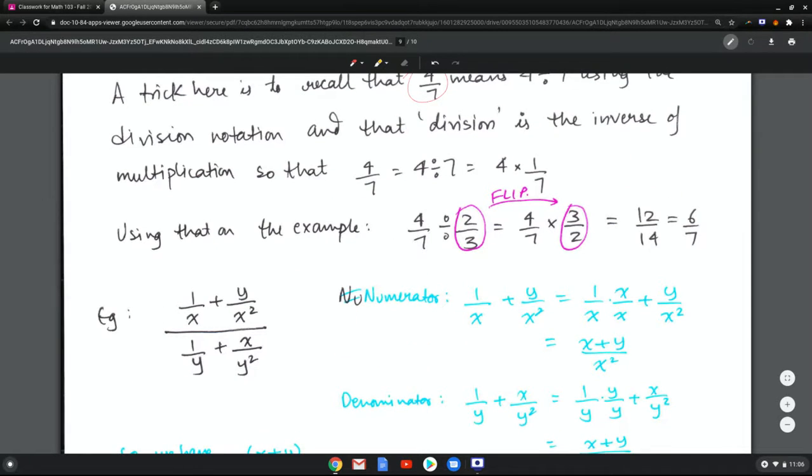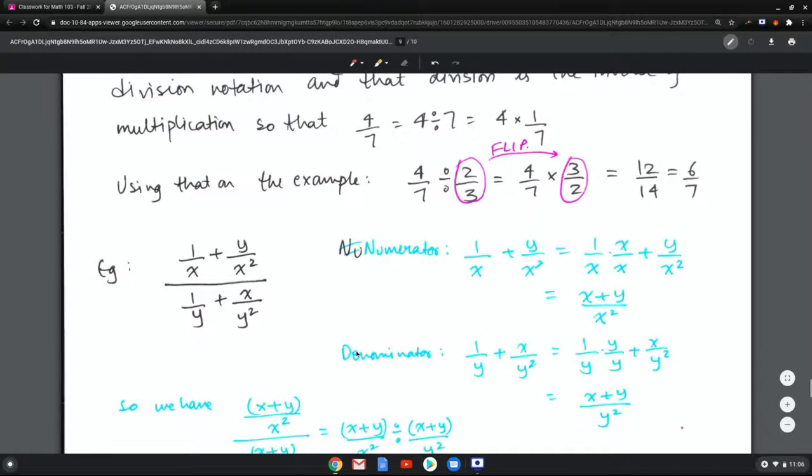Now, one strategy is to solve the numerator and denominator separately just to avoid confusion. In this example, I solve the numerator, 1 over x plus y over x squared. I determine that the LCD is x squared, so I multiply and divide by x and get x plus y over x squared.